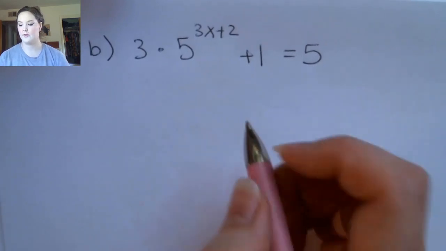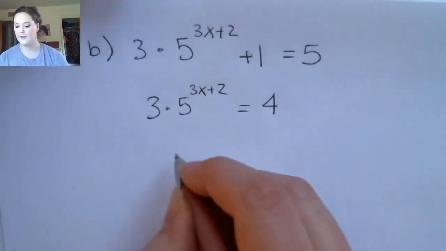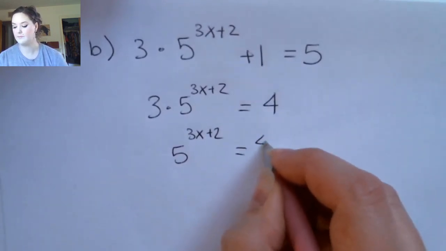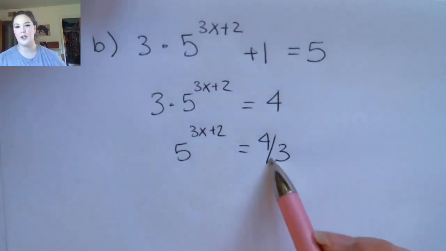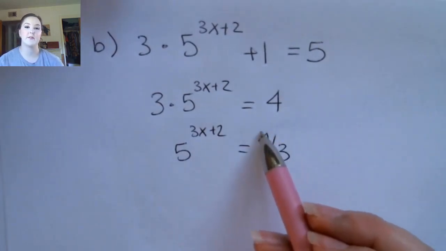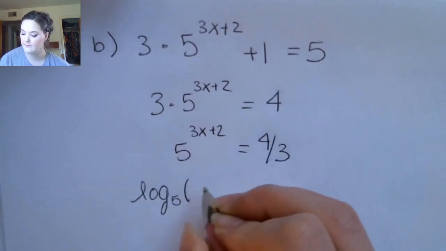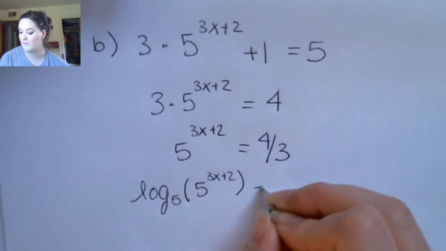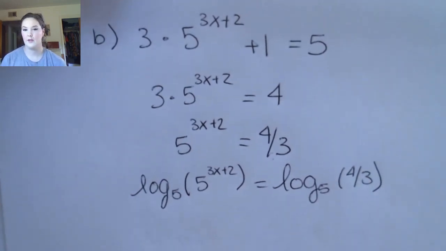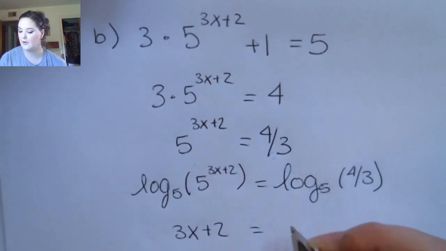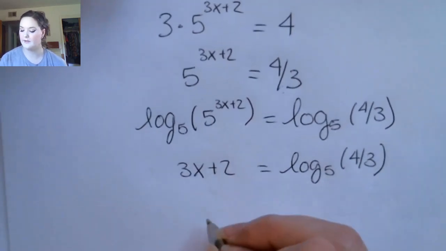Okay, so the first thing we're going to do here is subtract 1. And then we're going to divide by 3. And then we're going to check that we can't use equating exponents, which you can't because this can't be written as the same base as this. So we're going to take log base 5 of both sides. Now over here this is going to simplify to 3x plus 2. Over here I'm not going to simplify it, I'm just going to leave it like this. And now I'm going to isolate x.